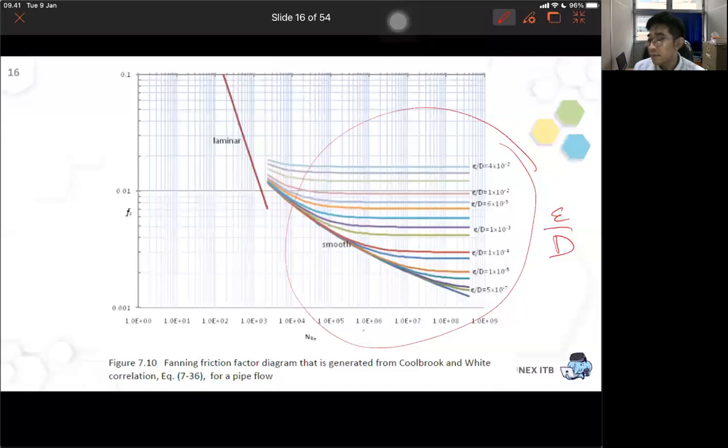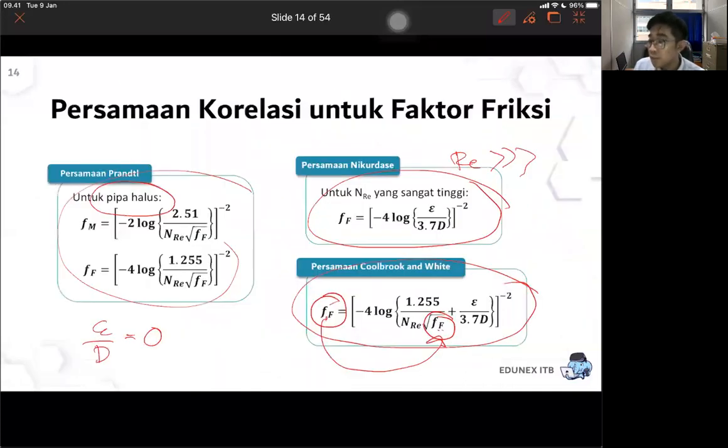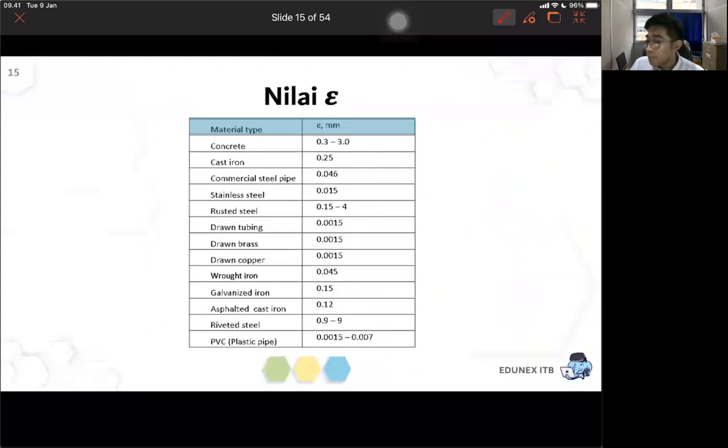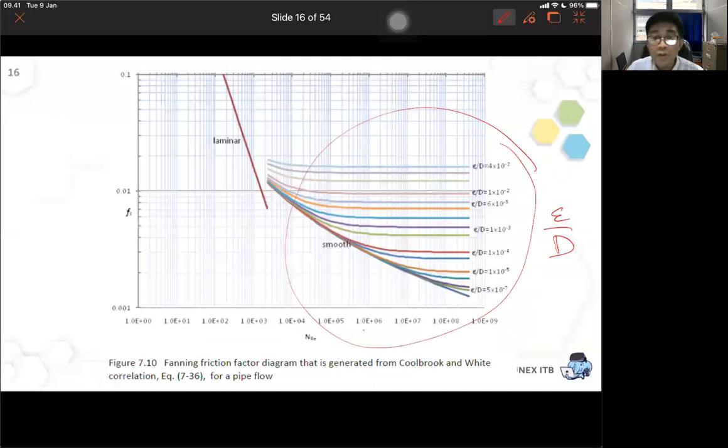It's okay. But basically, for turbulent flow, you can use either this one, but the general one is this one. Actually, the graph comes from the Colebrook and White equation. But if it falls into this category or this category, you can use this equation. Oh, it's still in Indonesian because I opened the Indonesian slide. Or you can use this one.